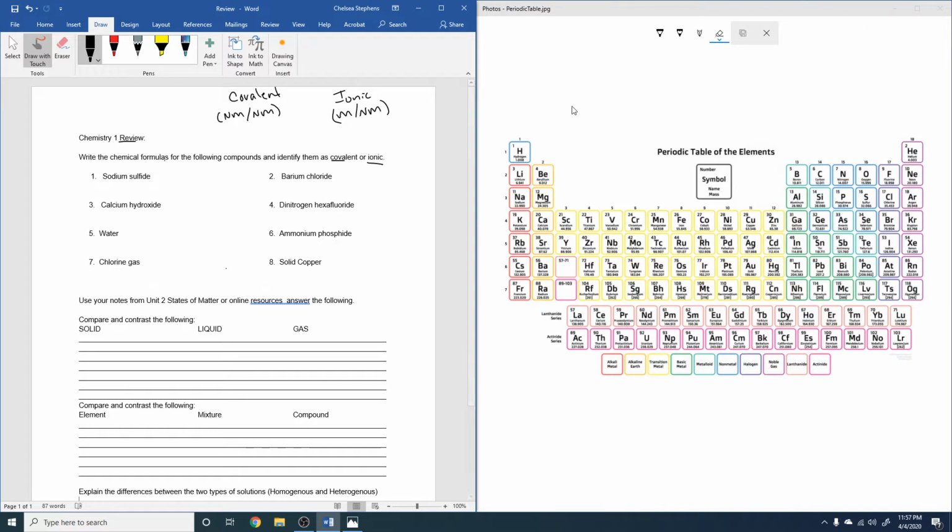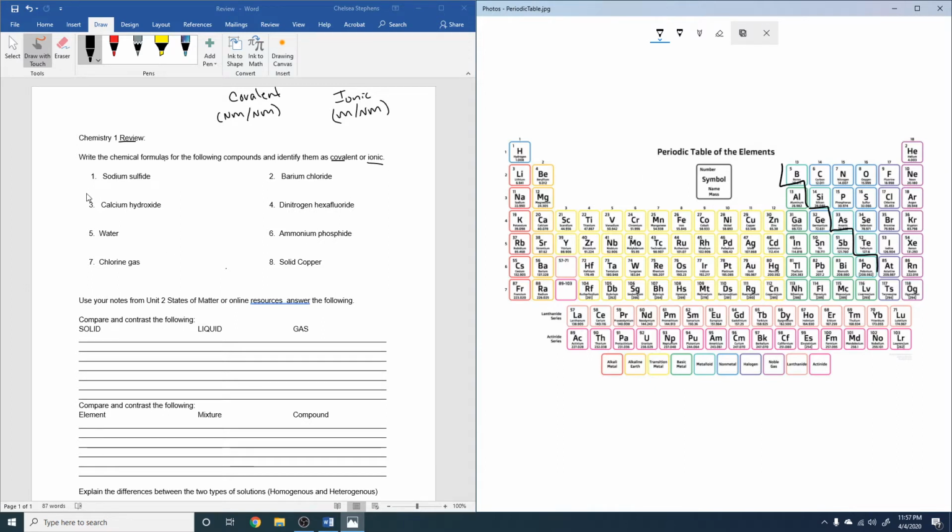How do I know which one is a nonmetal? Worry not. We had a staircase, remember? Here's our little staircase. Okay, so if it's on this side, it's a nonmetal, and if it's anywhere on this side, it's a metal.